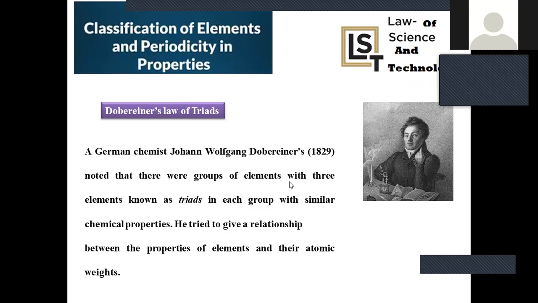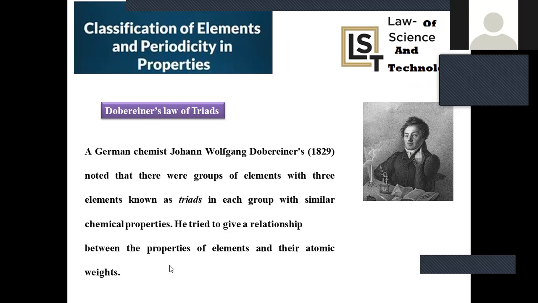He noted that there were groups of elements with 3 elements. So he made all the elements into different groups, and each group consists of 3 elements. That 3-element system was considered a triad, so we say Dobereiner triad. The triad system has similar chemical properties. Whatever group is there with the 3 elements, all 3 elements resemble each other in their chemical properties.